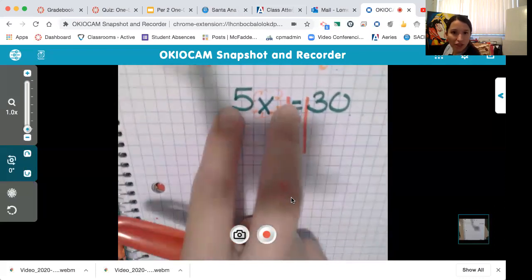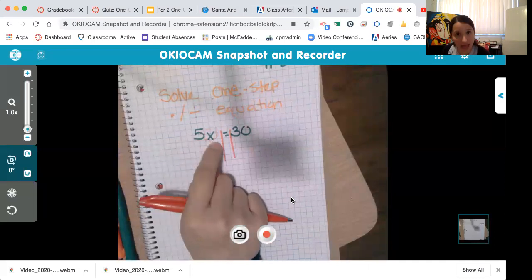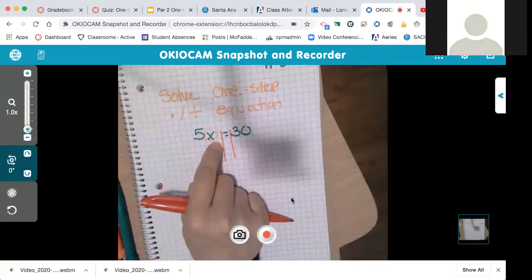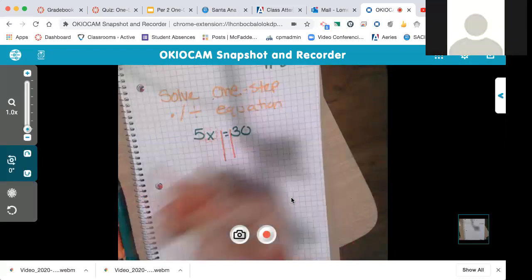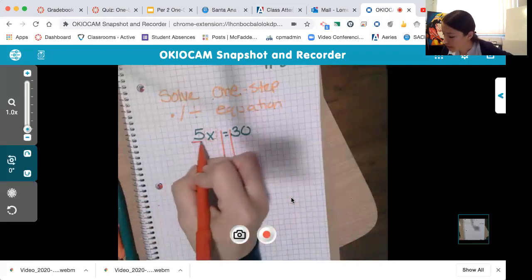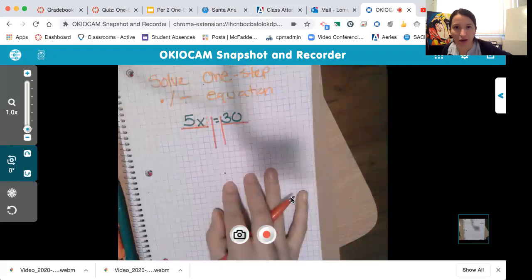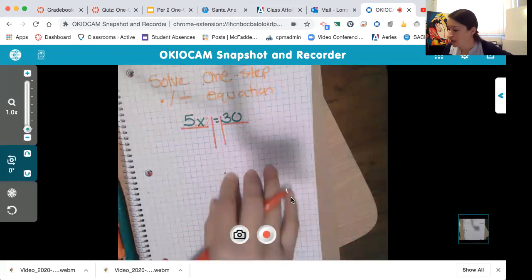So when it's squished together like this, it means multiplication. That means 5 times x. So what is the opposite of multiplying? Divide. Very good. So this is how you're going to show me that you're dividing. We draw the fraction bar. Did everybody know that the fraction bar really means division? It does. Maybe you didn't know that. You learned it today.